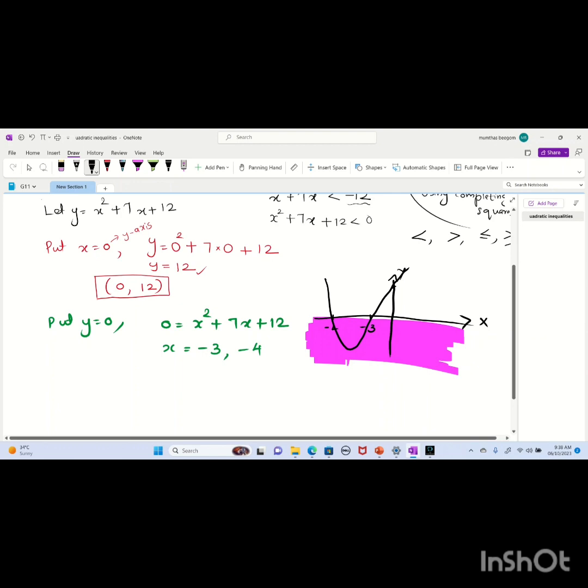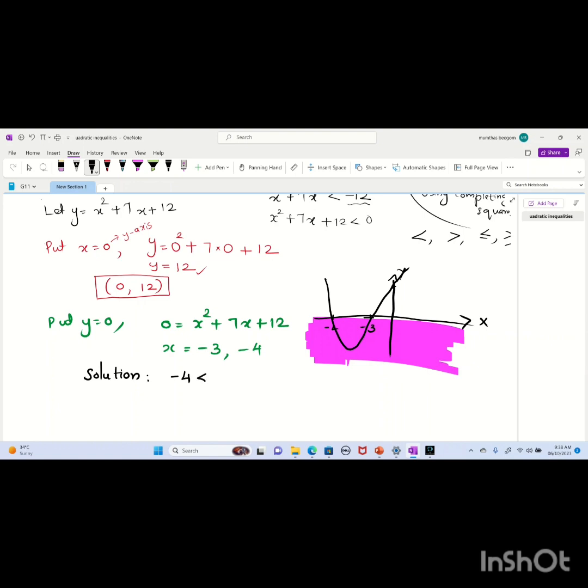Only this part of the curve is there in this less than 0 part. But this corresponds to which x values? From minus 4 to minus 3, right? From minus 4 to minus 3. So the solution of this quadratic inequality is minus 4 less than x less than minus 3.